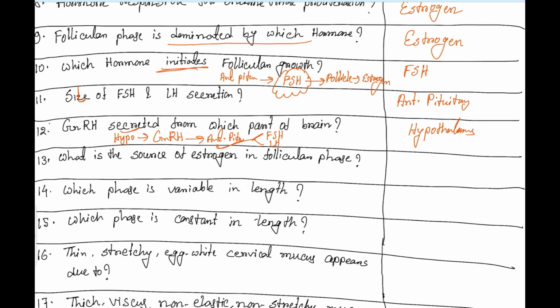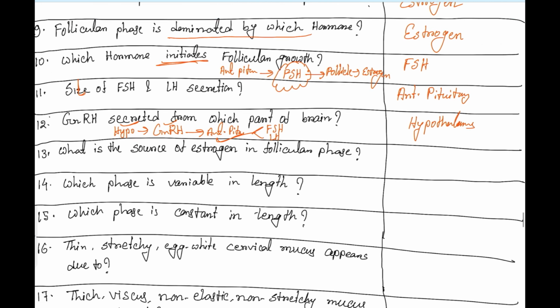Source of GnRH, answer will be hypothalamus. What is the source of estrogen in follicular phase? So primordial follicle turns to primary follicle, turns to secondary follicle, turns to tertiary follicle or Graafian follicle, and all secrete your estrogen. So what is the source of this estrogen? Answer will be developing follicle.